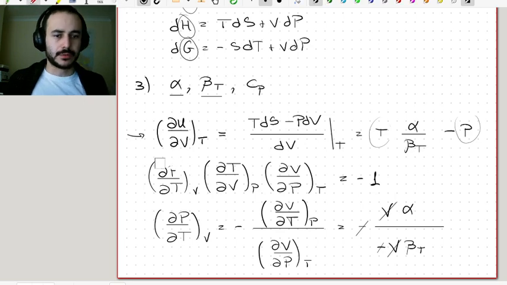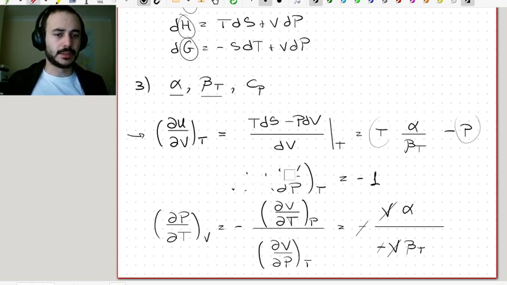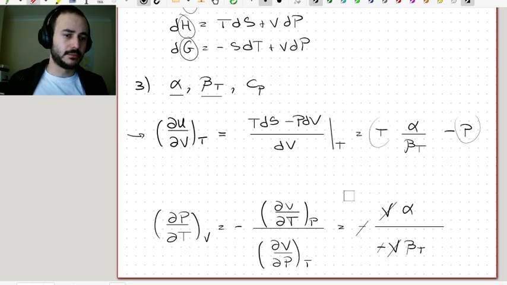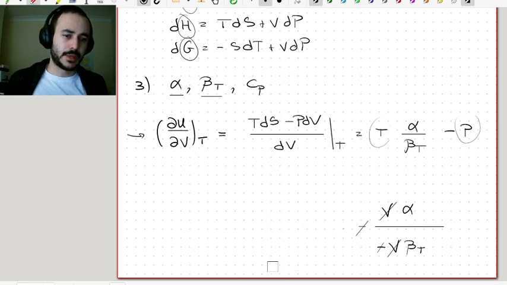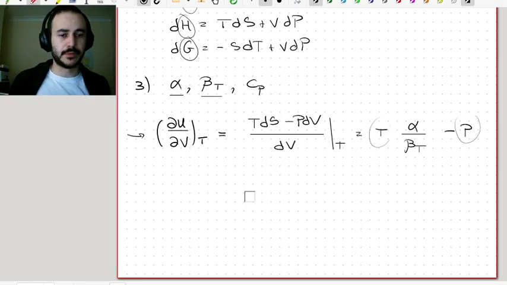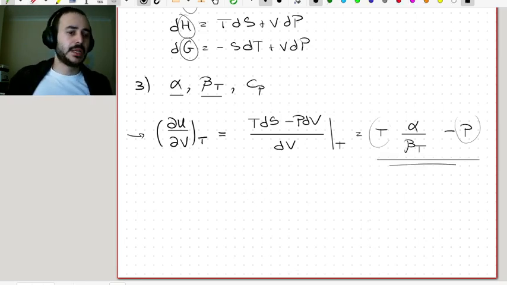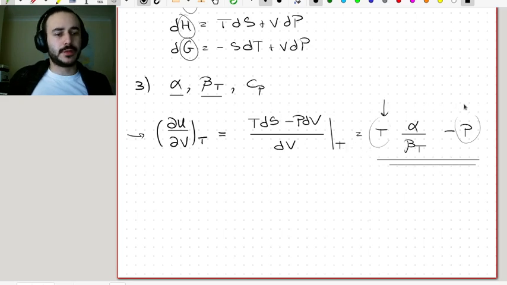Okay, so that's how we have transformed, in principle, a complicated and non-experimentally friendly derivative, which is the partial derivative of something that you cannot measure, like internal energy, with respect to volume at constant temperature. And we put it all in terms of readily measurable quantities and tabulated properties of materials.